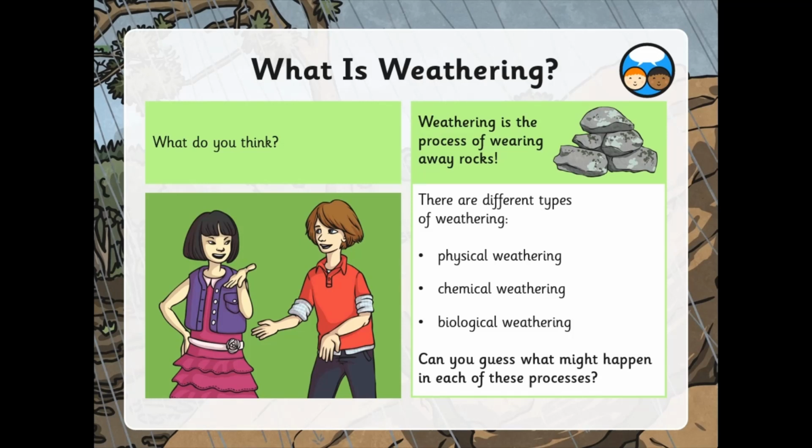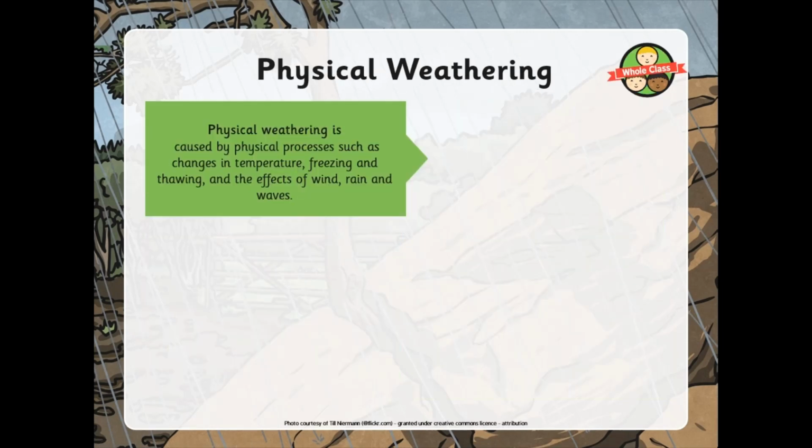What might happen in each one of those processes? What's the difference between physical weathering and chemical weathering and biological weathering? Look at the words before it. So we know that weathering is a process of wearing away rocks. Have a little think. What could it be? Well, physical weathering. That is caused by physical processes, such as changes in temperature, freezing and thawing, when water freezes and then melts, and the effects of wind, rain, and waves.